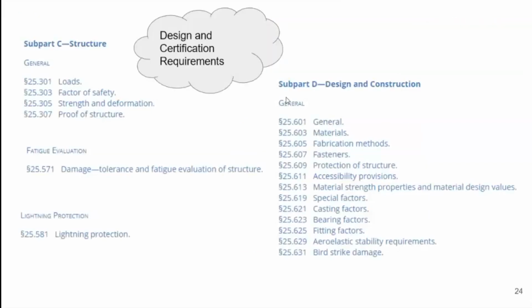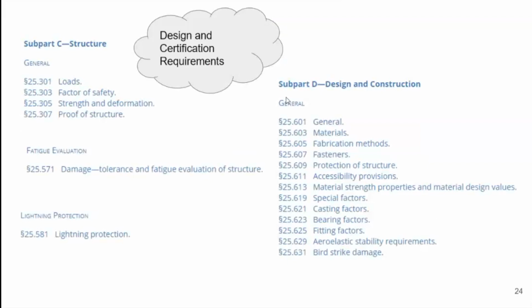What we focus on here: you can see there are sub-parts in the design requirement, sub-part A, B, C, D, E, F, and G. The structure I put the focus on is sub-part C, and in sub-part D, design and construction.